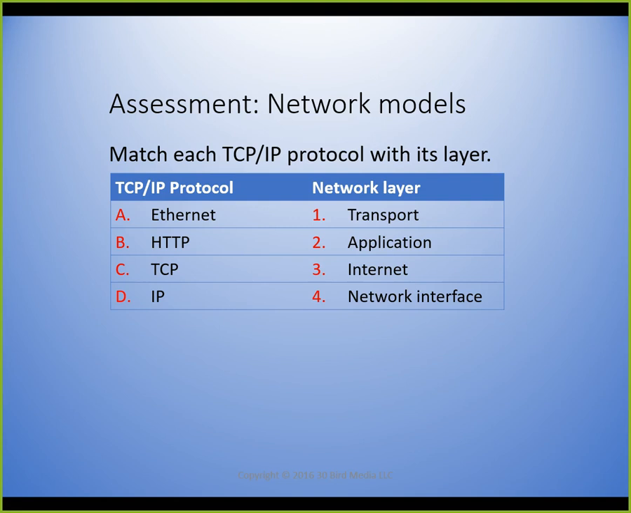Match each protocol with its layer. So Ethernet is which layer? Network. Anybody else? Network. Well then, where is IP? If Ethernet is at the network layer, where's IP? At the internet. Oh yeah, we don't have network on here, do we? IP is the network. Ethernet is at about the network interface.